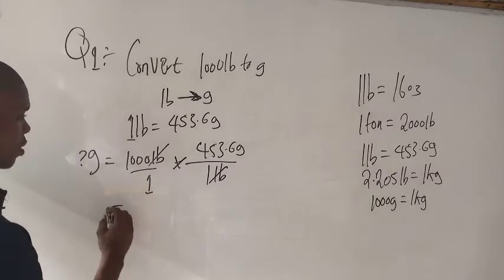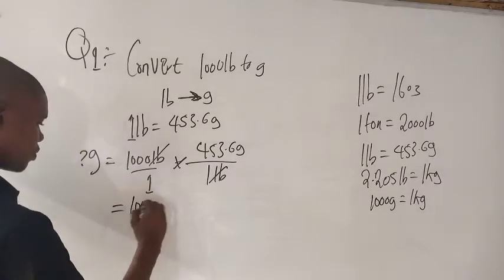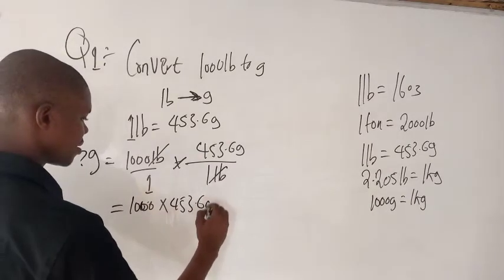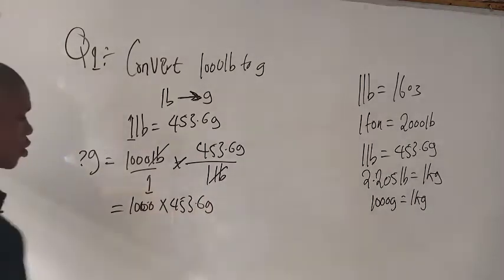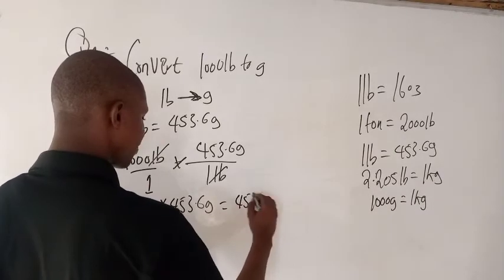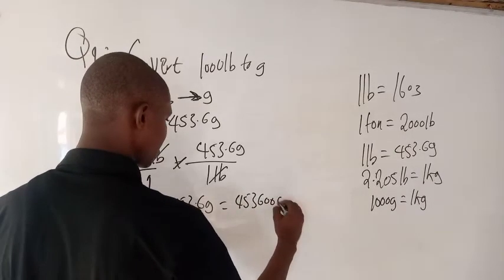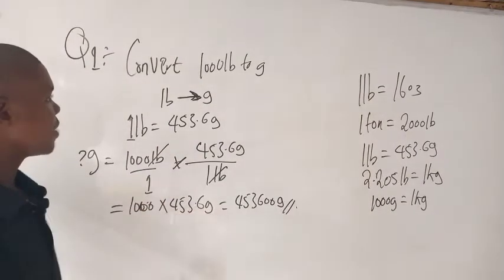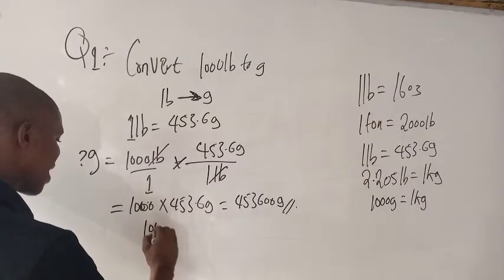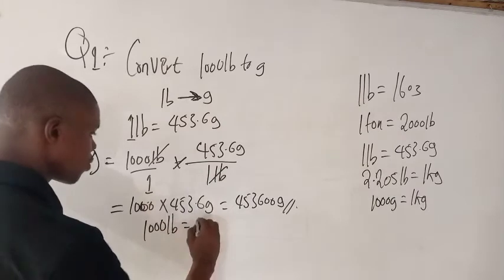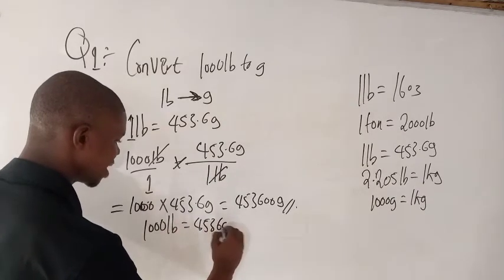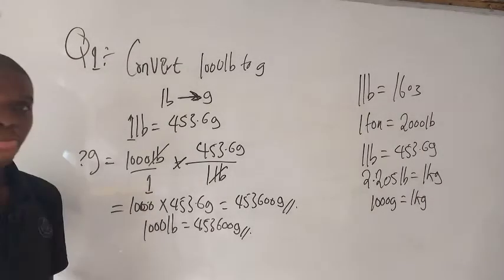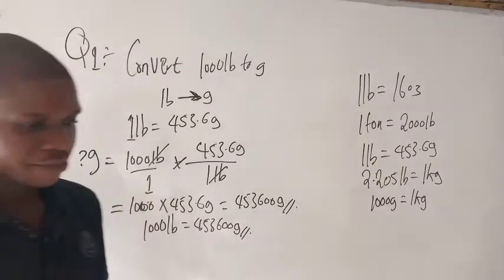So what we are left with now is 1,000 times 453.6 gram. So you're going to have 453,600 gram. That is the answer here. It means that 1,000 pounds equals 453,600 gram. So that is it. Hope you understand. So now let's take on that one.